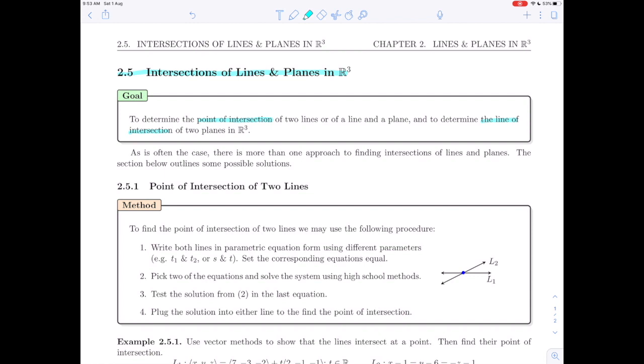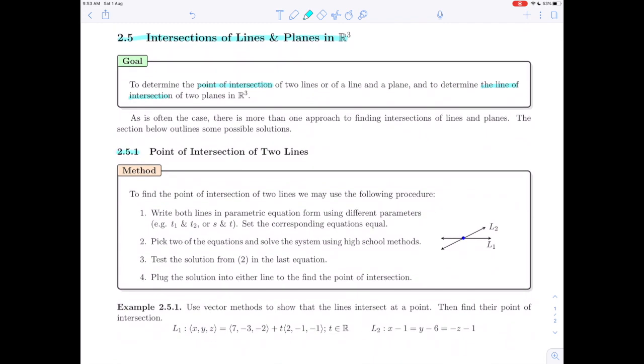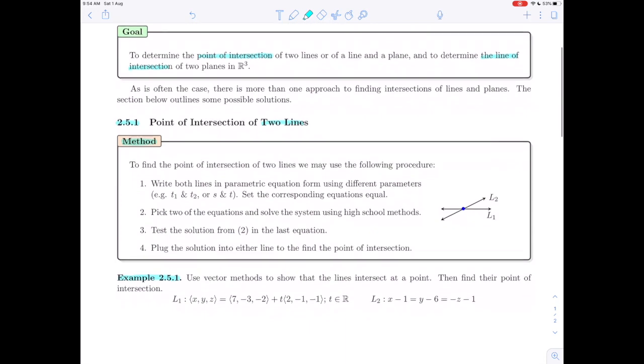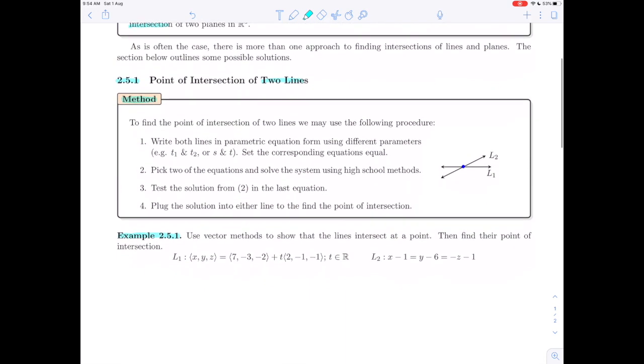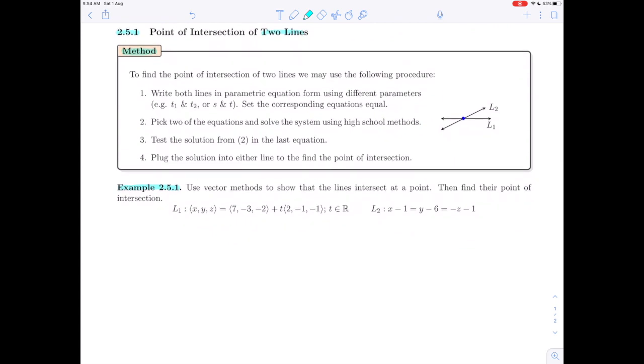So in the upcoming videos I'm going to present a method, or a couple of possible methods, that will work. In this video, we are going to do 2.5.1, the point of intersection of two lines, by looking at example 2.5.1. Right here we have a lovely method outlined for finding the intersection. I'm going to do the example and show you the method step by step rather than reading through the method first.